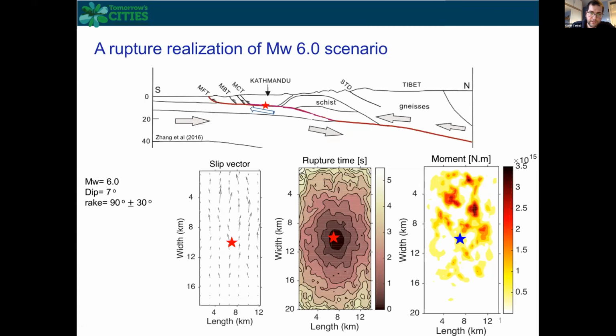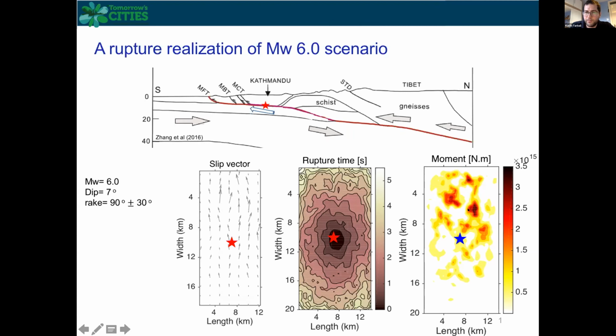So for this example rupture, magnitude 6 has been considered, and this is the rupture area you can see, with a dip angle of 7, which is more or less close to the dip angle of the Gorkha event. And the surface that you can see here is the thrusting surface, and what you can see here mainly is the amount of energy that will be released in a realization of a magnitude 6 event, meaning that a magnitude 6 event at this location could occur with different realizations of energy release.